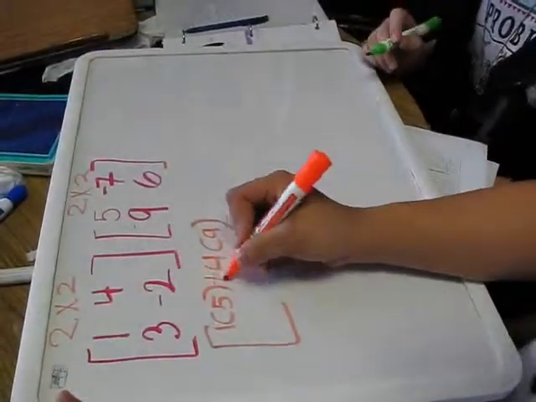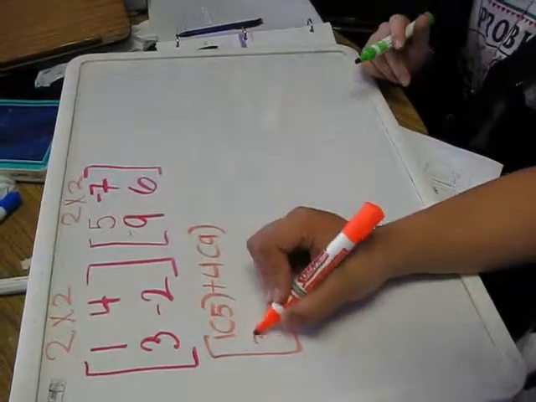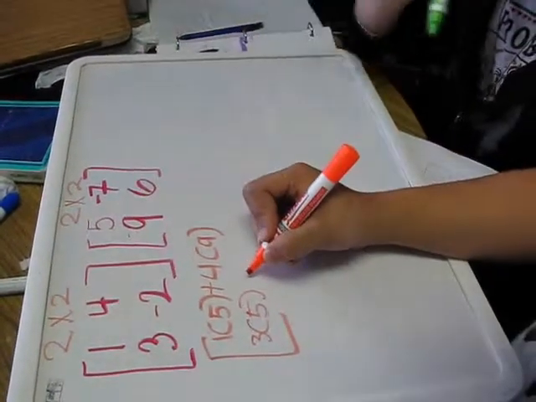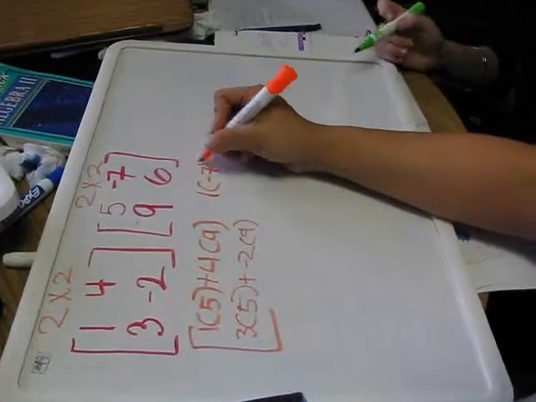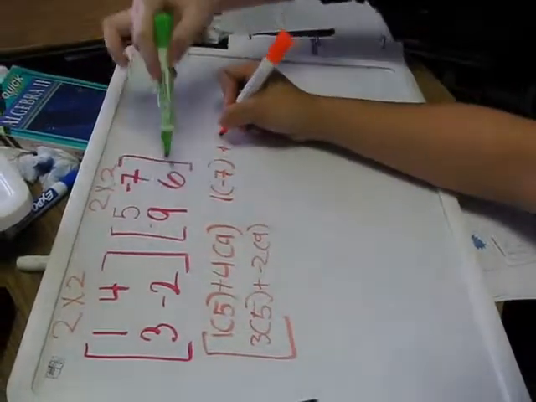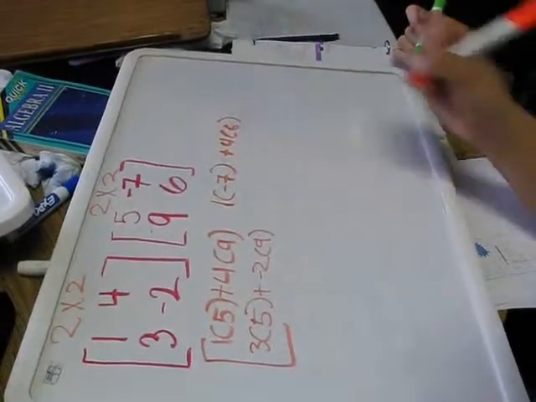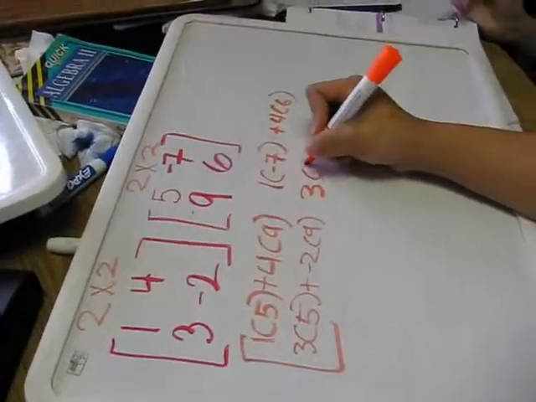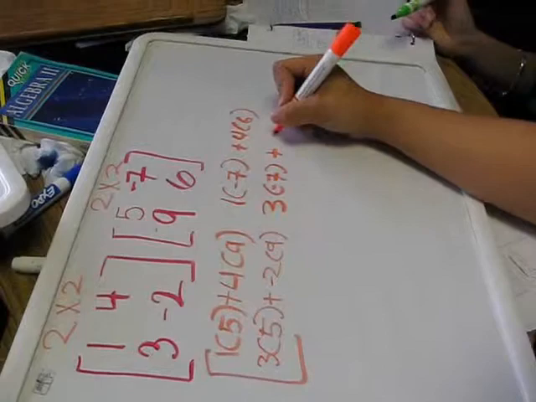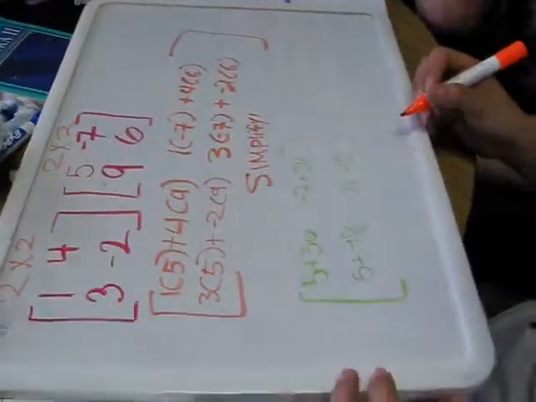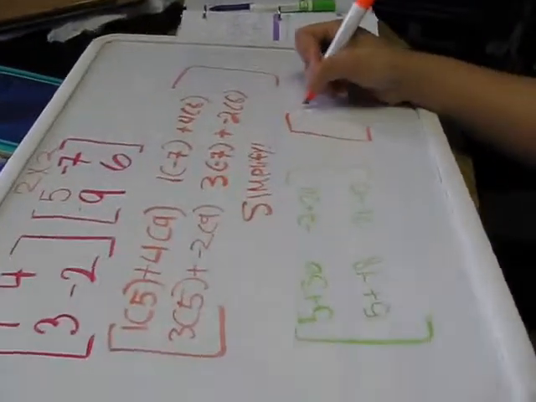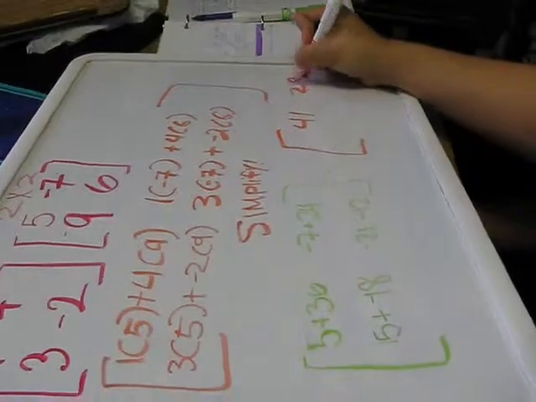Hey, don't you put a plus on it? Oh, yeah. Okay. 3 times 5. 2 times 9 plus negative 2 times 9. Do 1 times negative 7 plus 4 times 6. Let me do 3 times 7. 3 times negative 7 plus negative 2 times 6. Now we just simplify. Once you've simplified it, your answer was 41, 29, negative 3, negative 32.